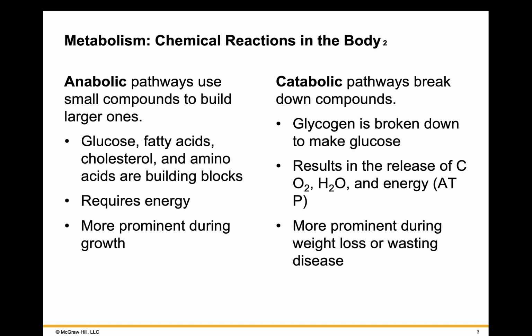Catabolic pathways, on the other hand, are breaking compounds down. So for example, glycogen is broken down to make glucose. This will result in the release of CO2, water, and energy. This is more prominent during weight loss or wasting disease, but keep in mind the difference here: anabolic requires energy, whereas catabolic will be releasing energy.